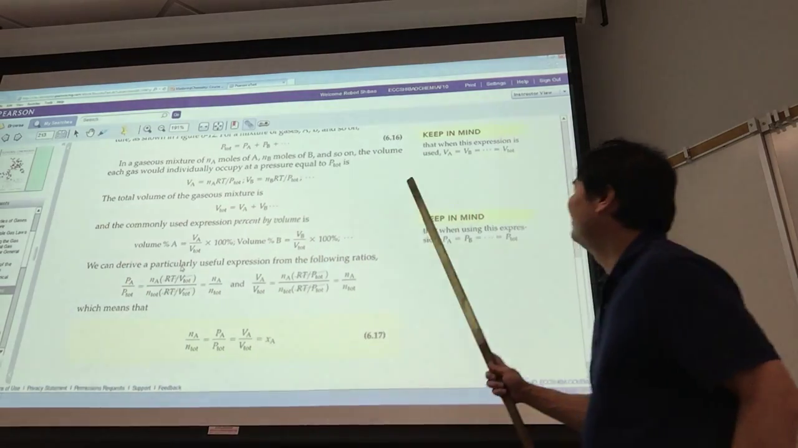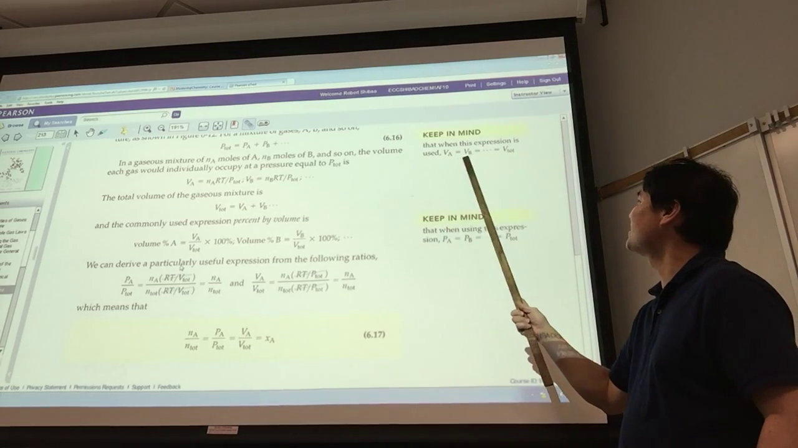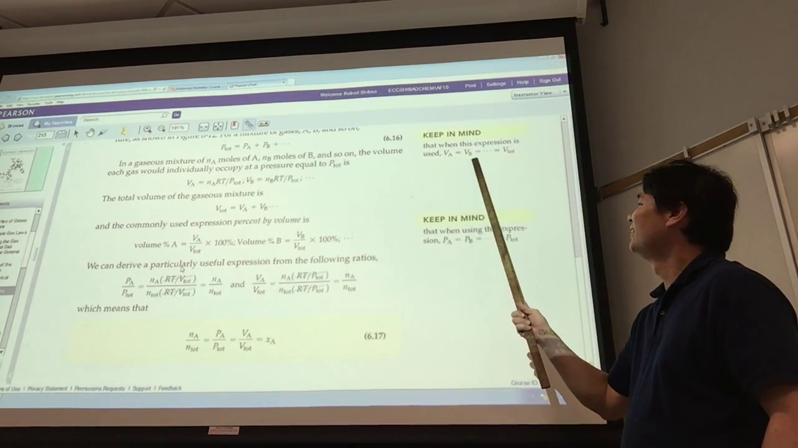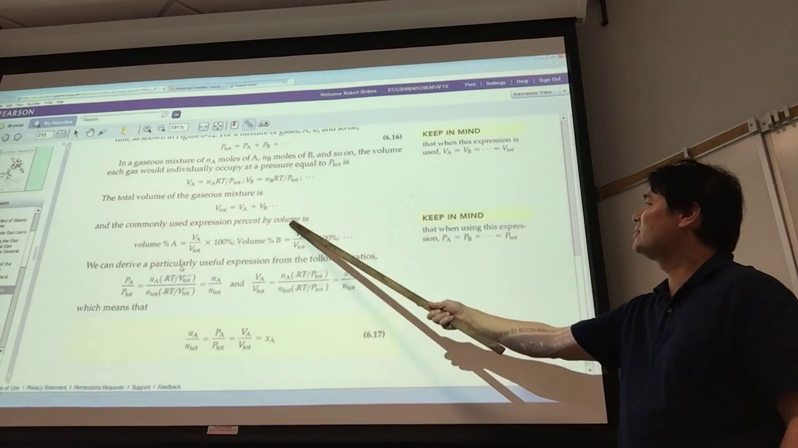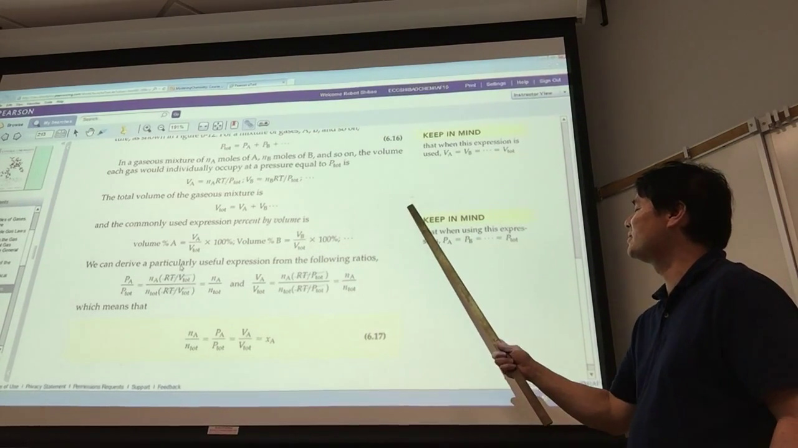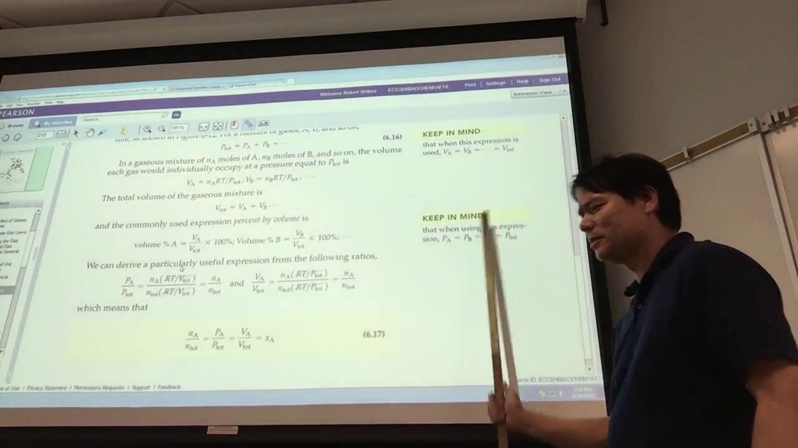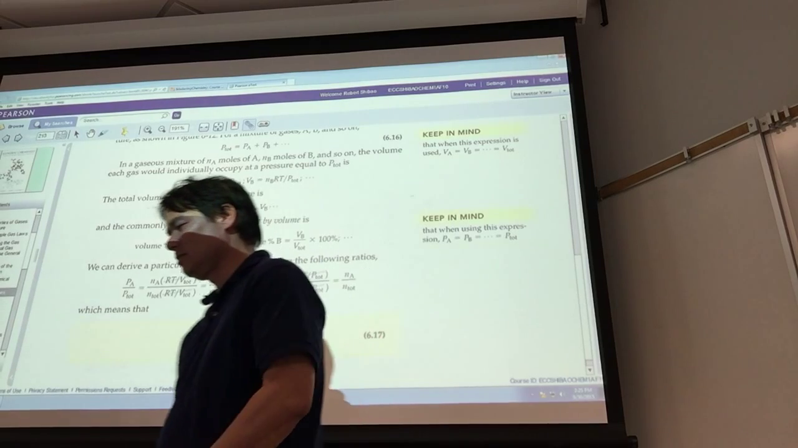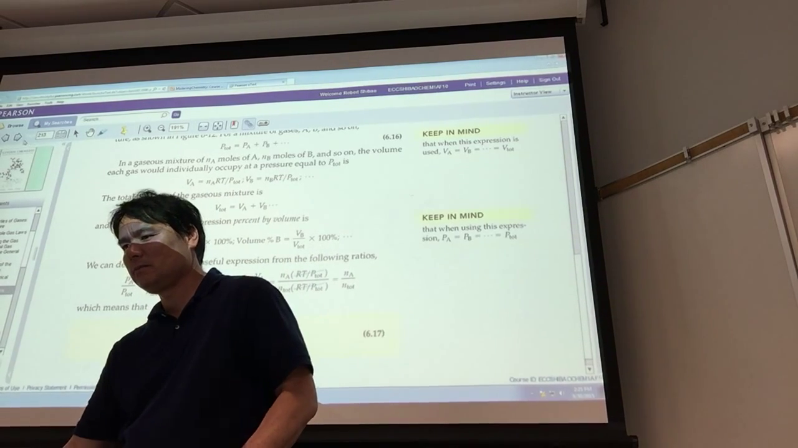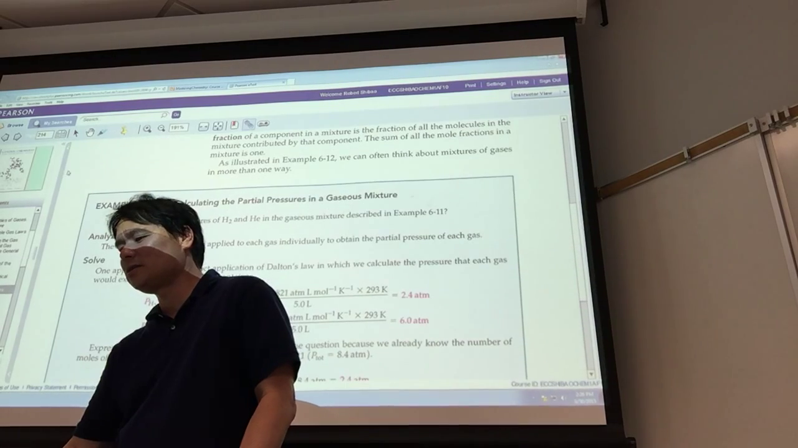All right, these keep in minds are important because, in order to use 616, what has to happen with the volumes? They're all equal. When we use this equation, which should be 617, but this is 617, so we'll call this 616b, the pressures have to be equal. I'm glad they put this in. They didn't have this before. Okay, but we're okay.